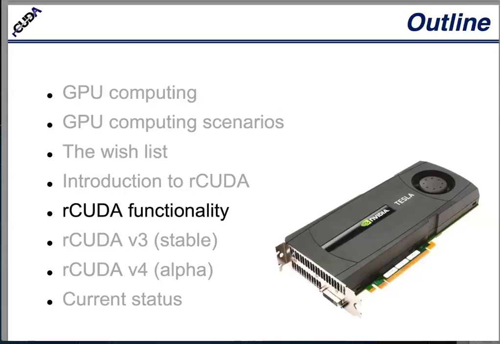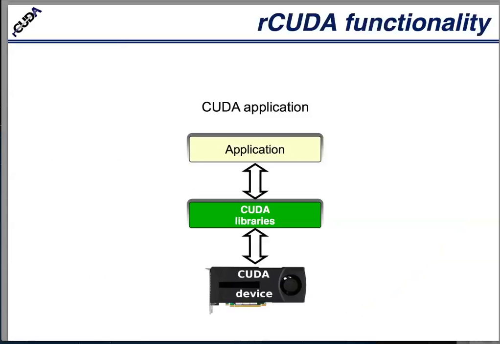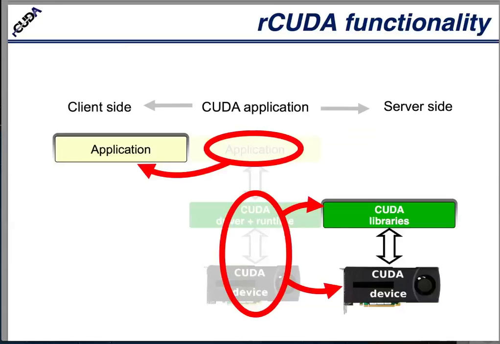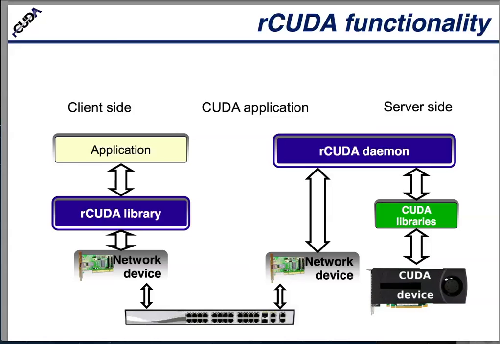Okay. This is how typical CUDA applications work. With original CUDA, an application accesses the real GPU device through the CUDA libraries. But in our environment, we have the application in a different node, a separate node, than the real CUDA device and the CUDA libraries. So we have to place some middleware, some way to enable that application to access the real CUDA device and the CUDA libraries on the server node. So this is how we do it.